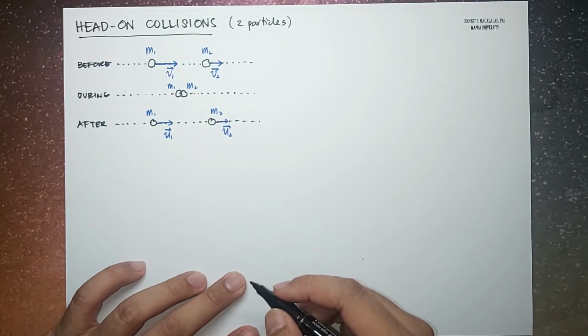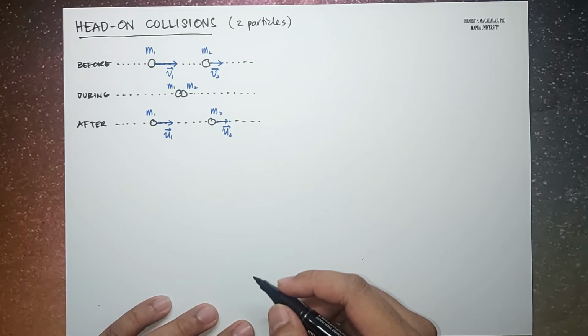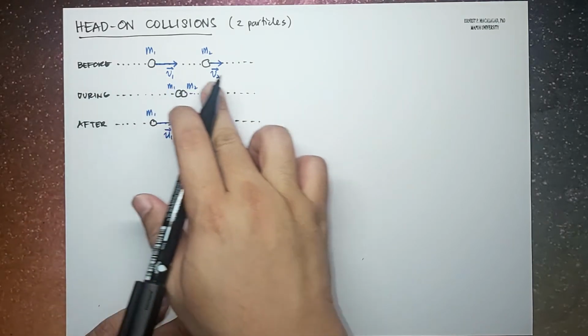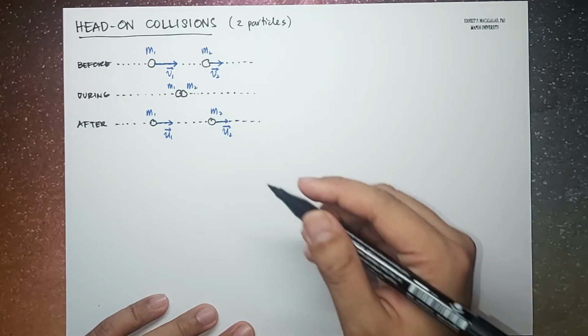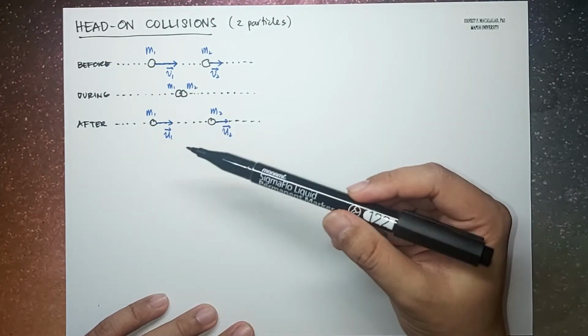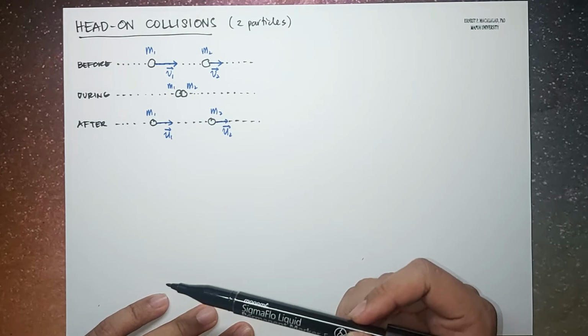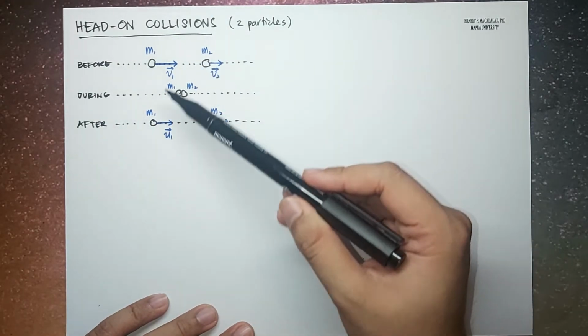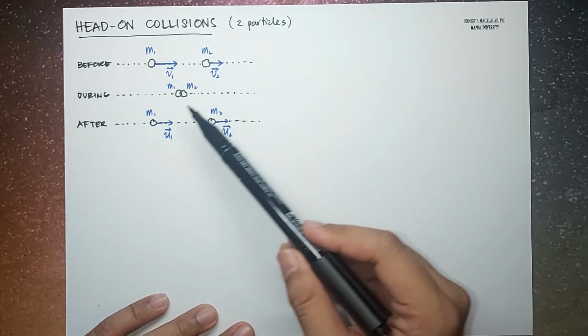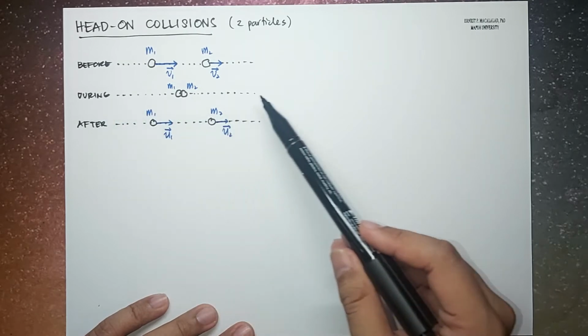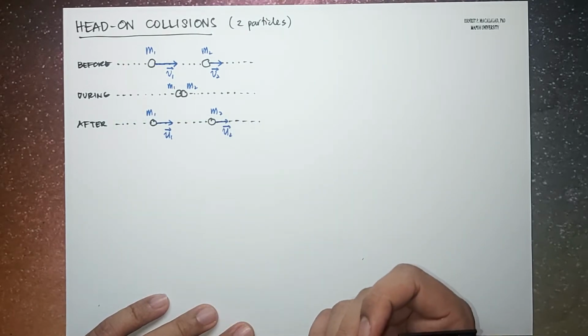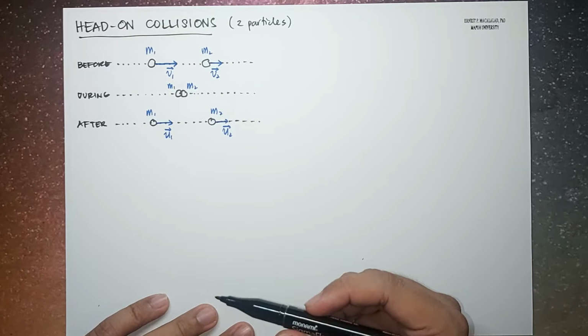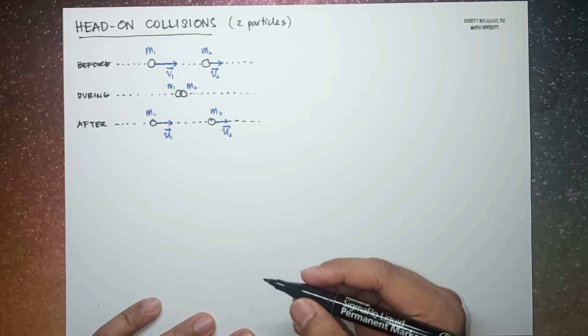Head-on collision is a kind of collision wherein the motion takes place entirely along a straight line. That means there is no rotation among the particles, and there's no movement away from the straight line that they are originally moving. That means we are looking at a pure translational motion.